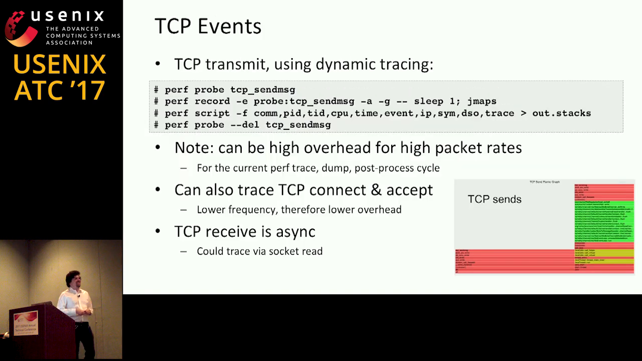TCP events, another great target. Why are my applications doing so much networking? I don't understand. Or maybe there's paths I've forgotten about because my application is this giant monolith. I can create a flame graph and identify all the reasons why I'm doing TCP transmits or TCP connects or accepts.